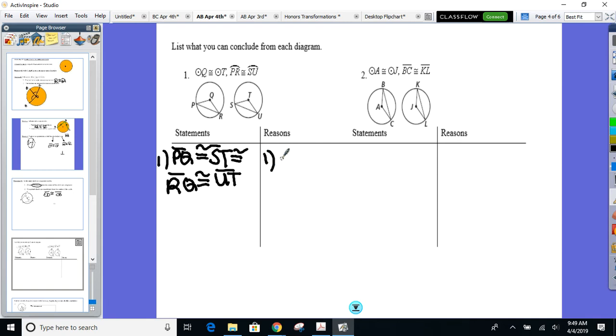So, and our reason, how do I know they're congruent? Radii, and I'm pretty flexible with the wording on this one. Radii in congruent circles are congruent.